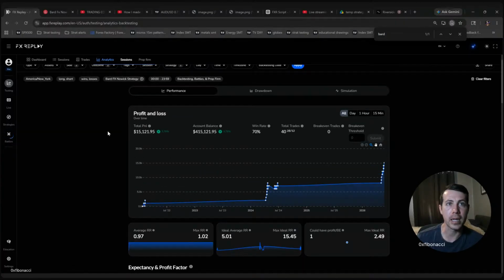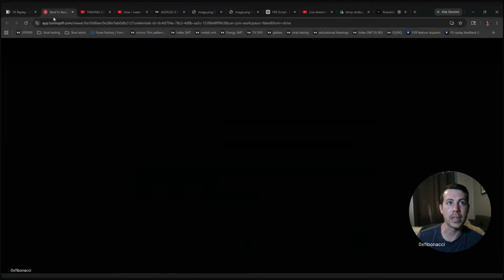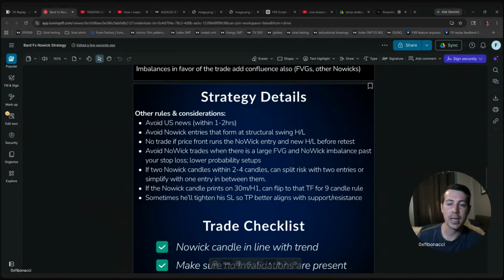With the simple entry model, I do think it's on the easier end. The most complex part of it is obviously all of the invalidations. You may want to have a checklist when you're starting out and say, okay, this is a potential trade. Let's check off these invalidations just to get it into your brain, all the things to look for, because there are quite a few invalidations that you want to look for.